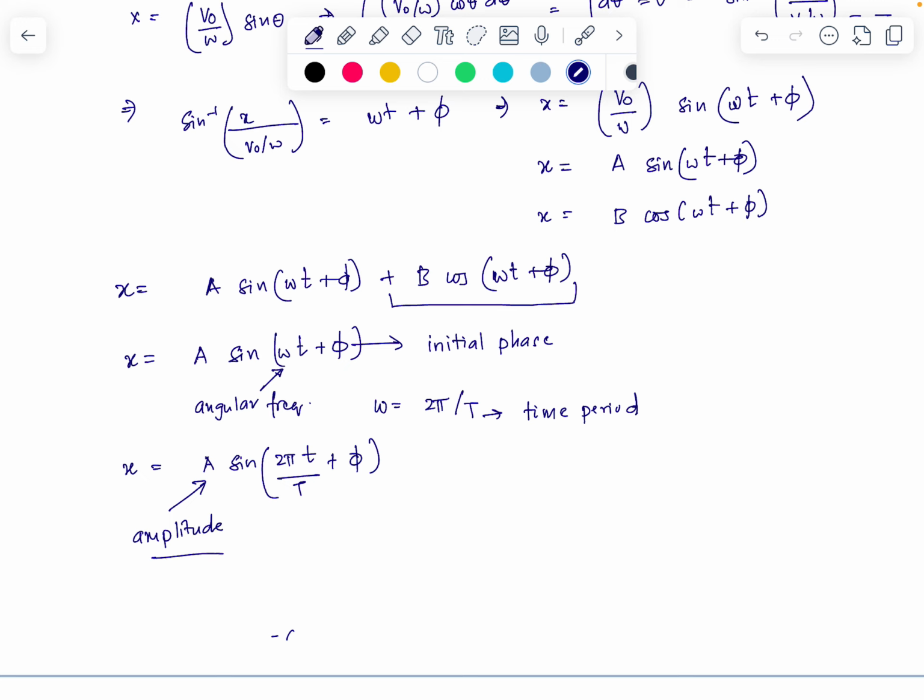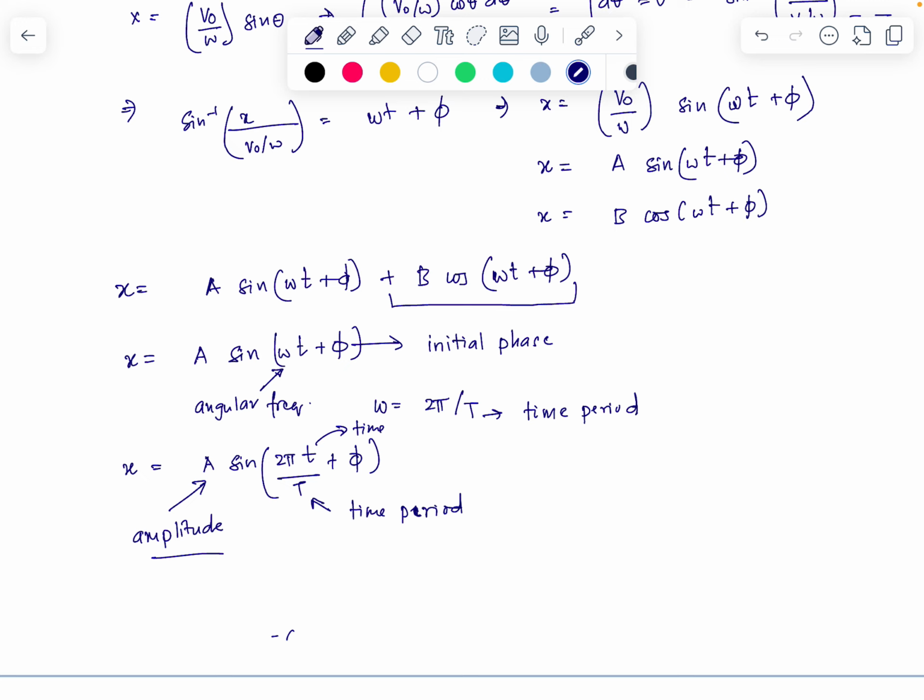This is the maximum possible value of x, the maximum possible compression or the maximum possible extension of the spring. Little t is the time, and capital T is the time period. So this is the time required for the spring to complete one full cycle of vibration.